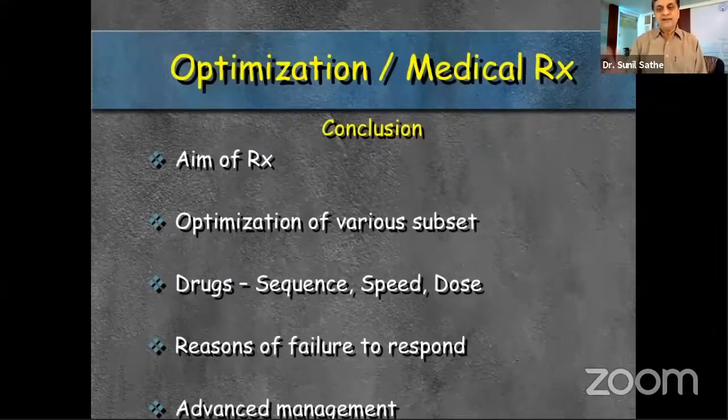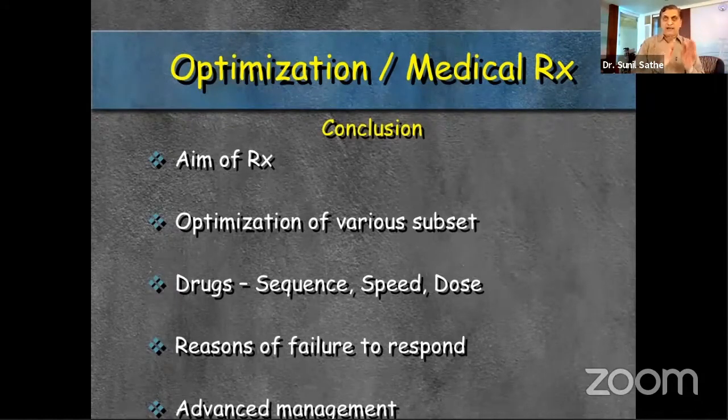Now, finally, in conclusion, when I talk of optimization of medical therapy today, friends, you must know, and this is a concept, that I must know what my aim is. My aim is symptoms, hospitalization, and mortality. So optimization is my aim. When I want to look at optimization of various subsets, I want to look at my clinical medicine. I am going to look at enzymes. I am going to look at the echo. I am going to look at all the parameters, the renal dysfunction, and optimize the clinical subset.